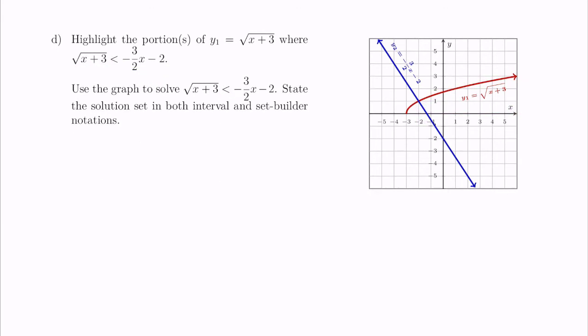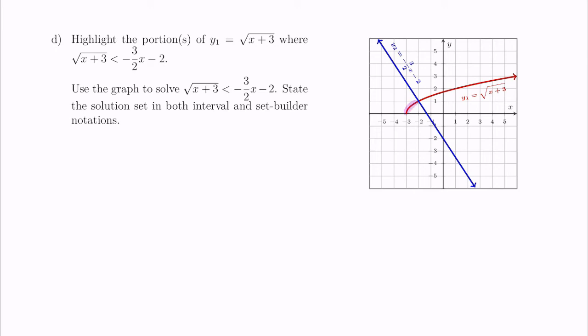In part D, we need to highlight the portions of y1 equal to the square root of x plus 3, where the square root of x plus 3 is less than negative 3 halves x minus 2. Again, less than for us will mean vertically below, so we need to know where is the red graph vertically below the blue graph. This happens everywhere to the left of that point of intersection. So it happens from that negative 2 to the left to negative 3.